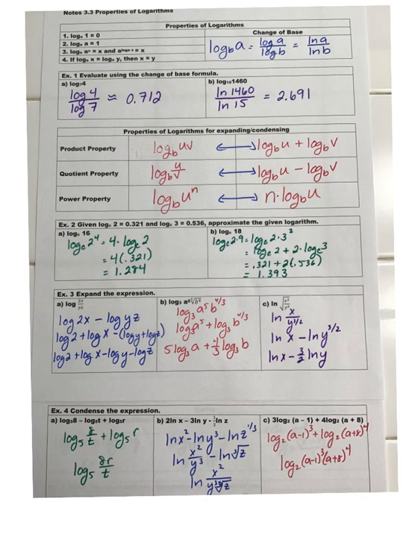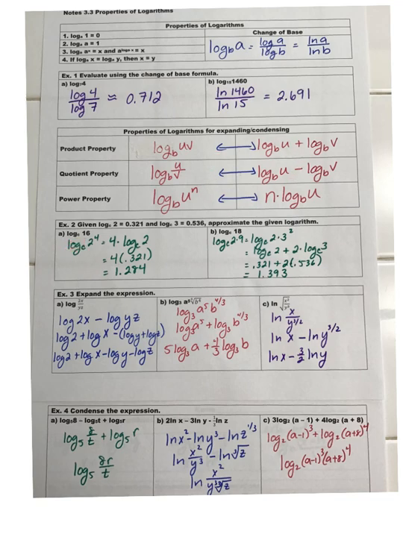And we can go backwards as well, which, like I said, is called condensing. All right, so example 2, given the log of 2 base c. Notice we don't know what the c is, so we can't use our calculator. So the log of 2 base c is 0.321, and the log of 3 base c is 0.536. We're going to approximate these logarithms using expanding.